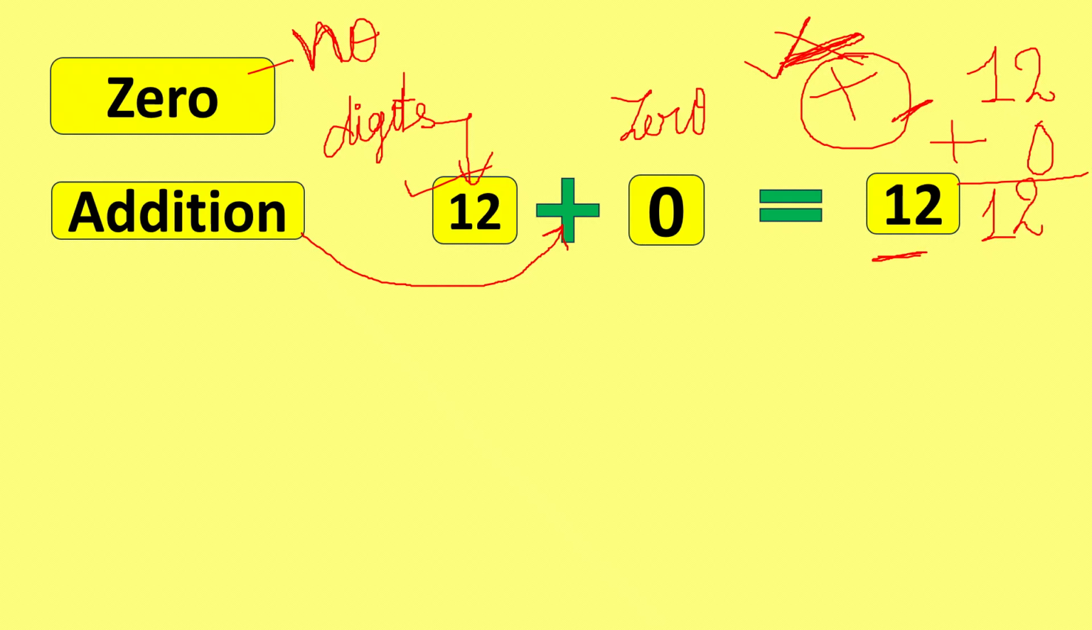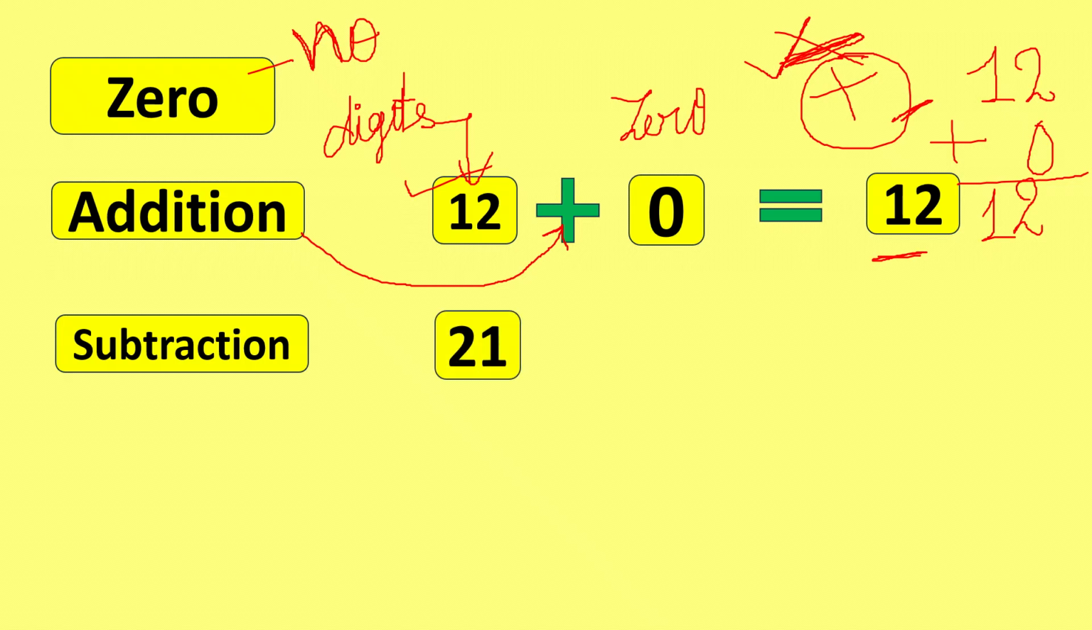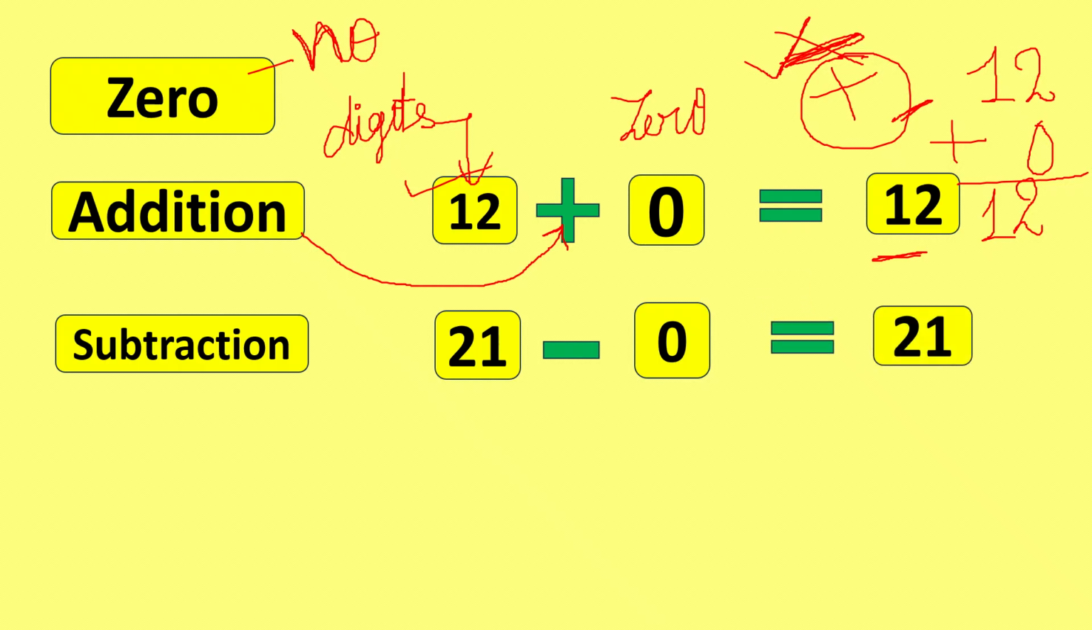Clear? Okay, look at the next one, which is subtraction. We take a one digit, 21, and then again we have to add a zero. Sorry, not add. We just subtract the zero from 21 with the symbol of minus. The outcome is the same. What is the outcome? It's 21.